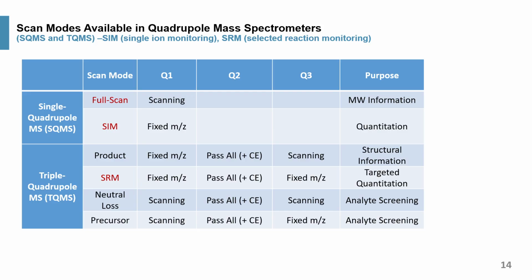This table describes some of the prominent scan modes available in quadrupoles, both single quad and triple quad. With a quadrupole, you can do a full scan mode, and also a single ion monitoring mode, which has higher sensitivity and selectivity. For triple quad, the most prominent one is called SRM, standing for selected reaction monitoring, used in most trace quantification.